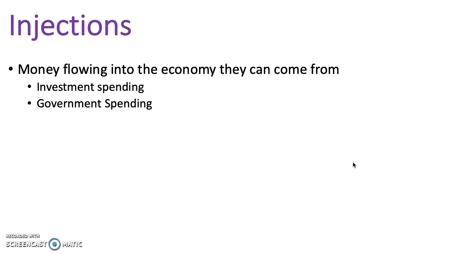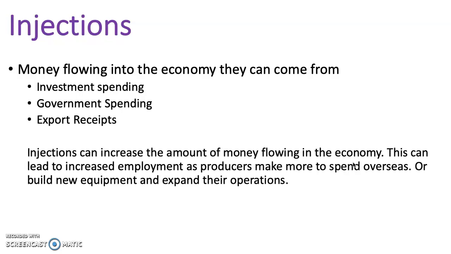So right now, you might have heard in the news that they're talking about looking for shovel-ready projects, which are projects that are able to get started right now, so they can get people working and start spending the money that will increase jobs and help more flow around our economy. And lastly, we can get injections through export receipts. So that is when we sell things overseas and we receive money for them. Now all these 3 will increase the amount of money flowing around in the economy.